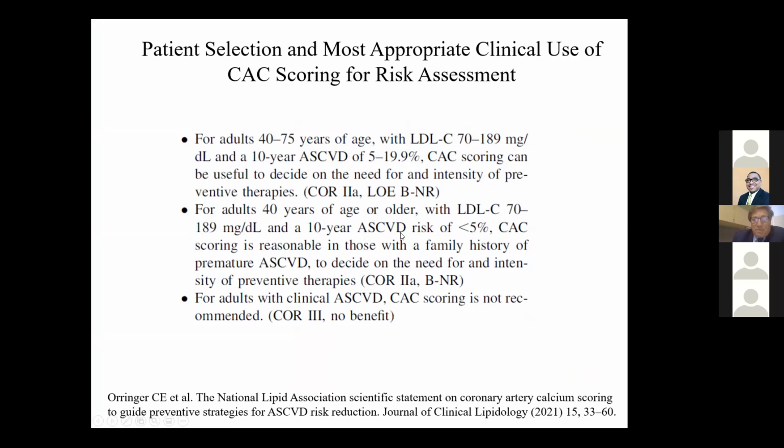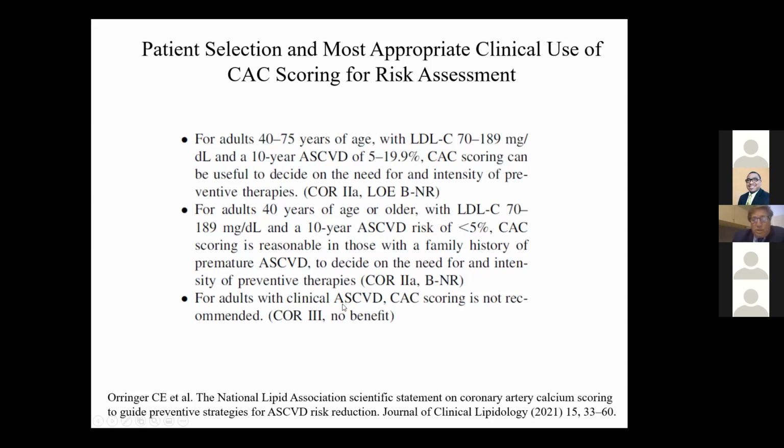Again, for adults 40 or greater, with a risk score of a little lower, less than 5%, it's reasonable for those with a family history of ASCVD to decide on the need and intensity of preventative therapy. So again, with a little lower risk, you're more likely to use a statin if there is a family history.